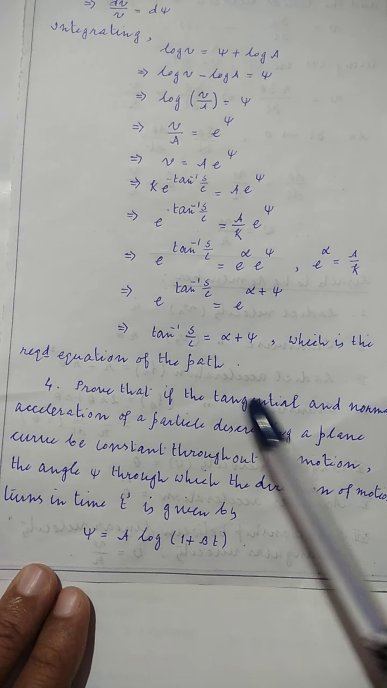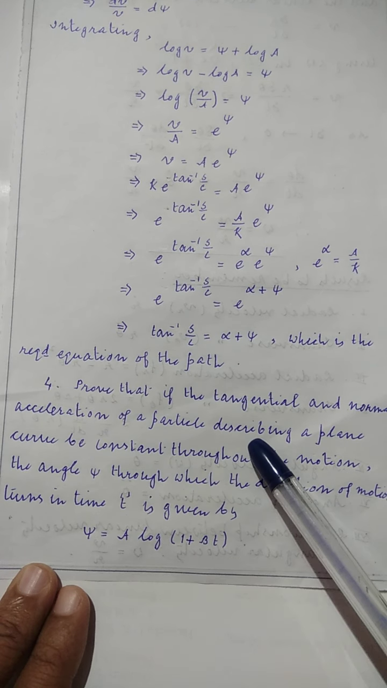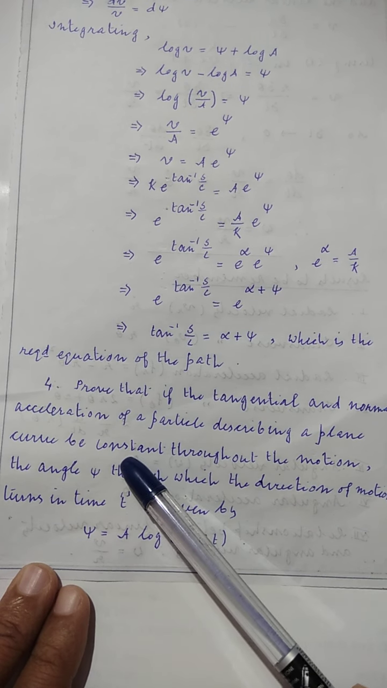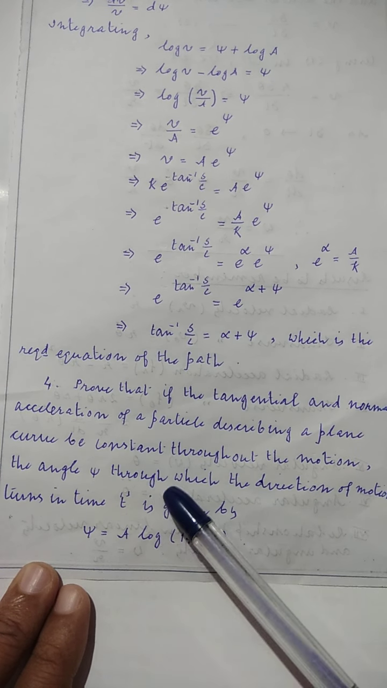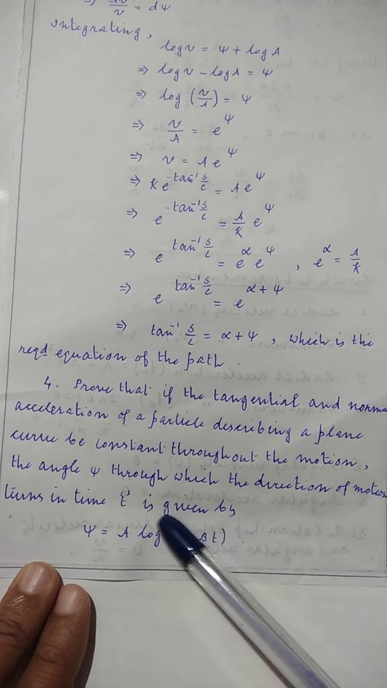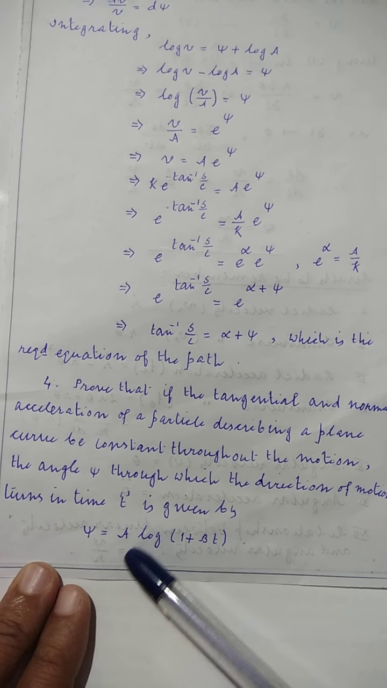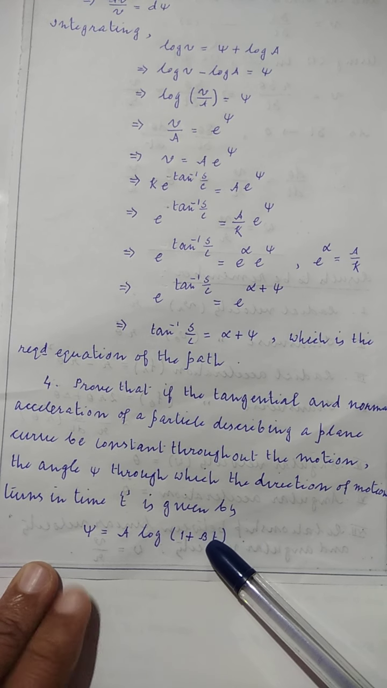Prove that if the tangential and normal acceleration of a particle describing a plane curve be constant throughout the motion, the angle psi through which the direction of motion turns in time t is given by psi is equal to a log of 1 plus bt. So here a and b are constants.